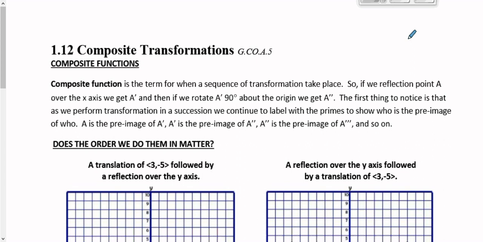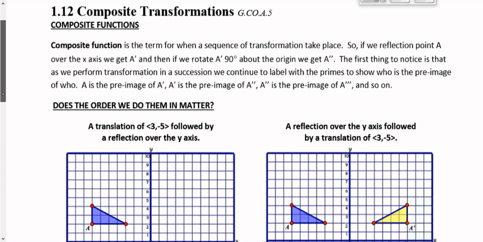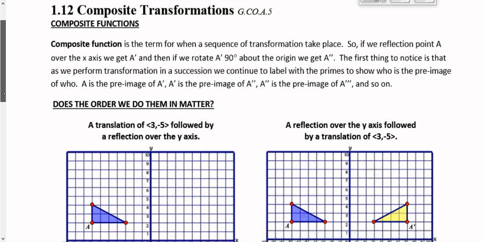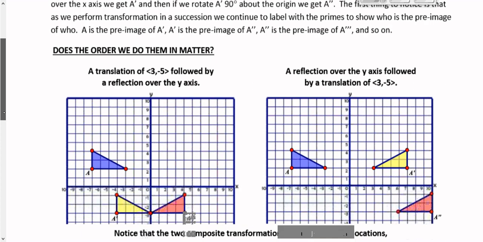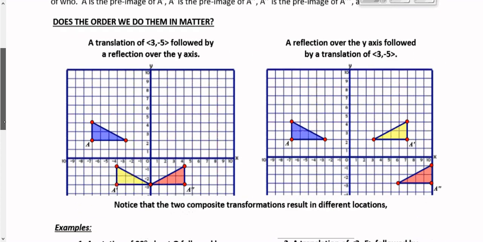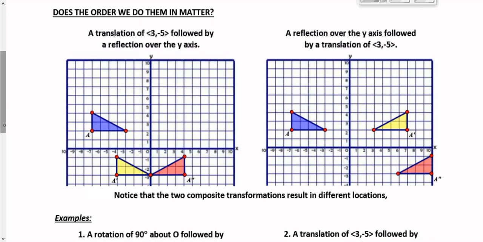So let's look at a couple here to see if the order does matter. Composite function, that's just a fancy word for saying more than one. So the first thing I want us to do here is a translation. That vector, what's that vector tell us? It's going to go which way? Right 3. Okay, and after we do that translation, they're going to do a reflection in the y-axis.